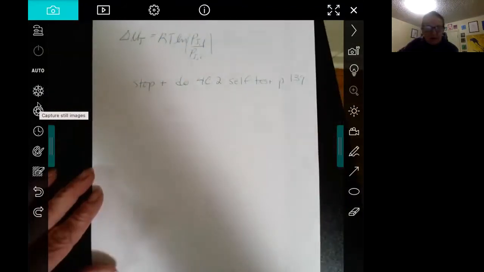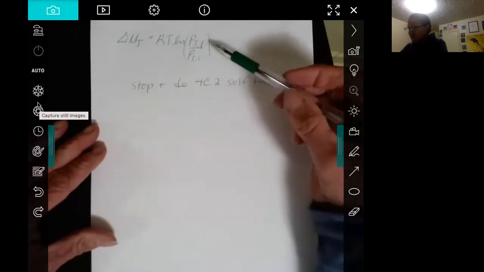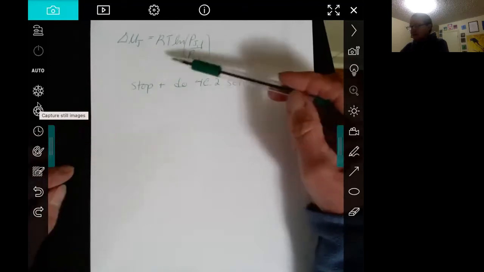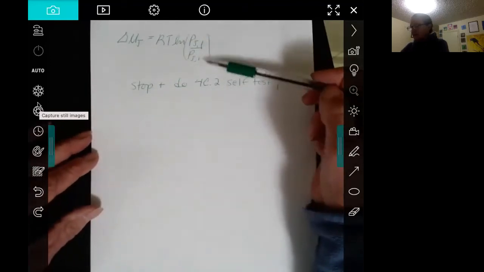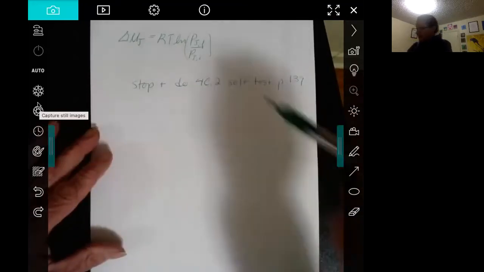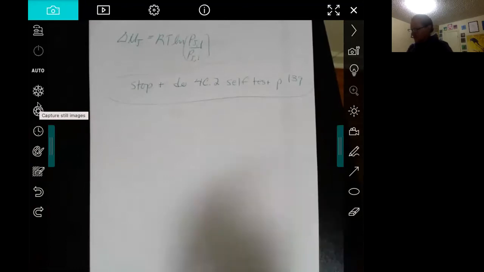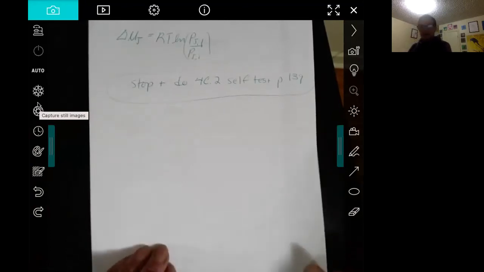So just then taking everything out that I canceled, the change in chemical potential for any substance J is equal to RT ln of what the new pressure is over the old pressure. So stop and do self-test for C.2 on page 139, just uses that equation.